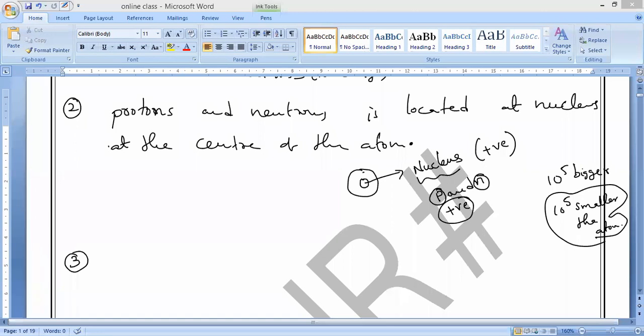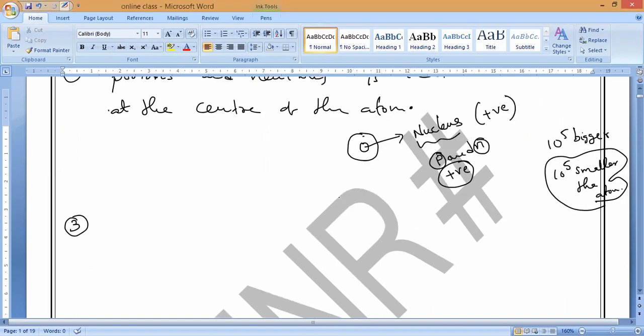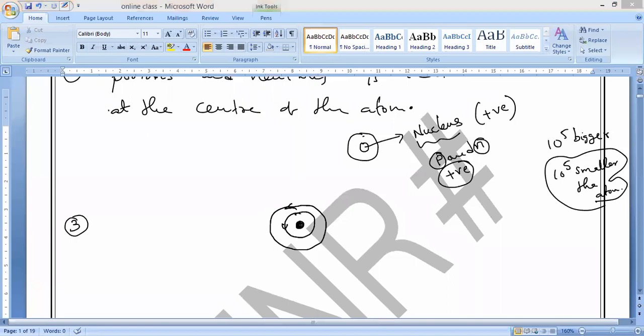Now what is the third point, guys? The electrons revolve rapidly around the nucleus and they are fixed in a circular path called what? What is that circular path we used to call? Energy levels, or we used to call them shells. So electrons are revolving around the nucleus in fixed shells or energy levels. That is what we call orbits, or we can say shells.